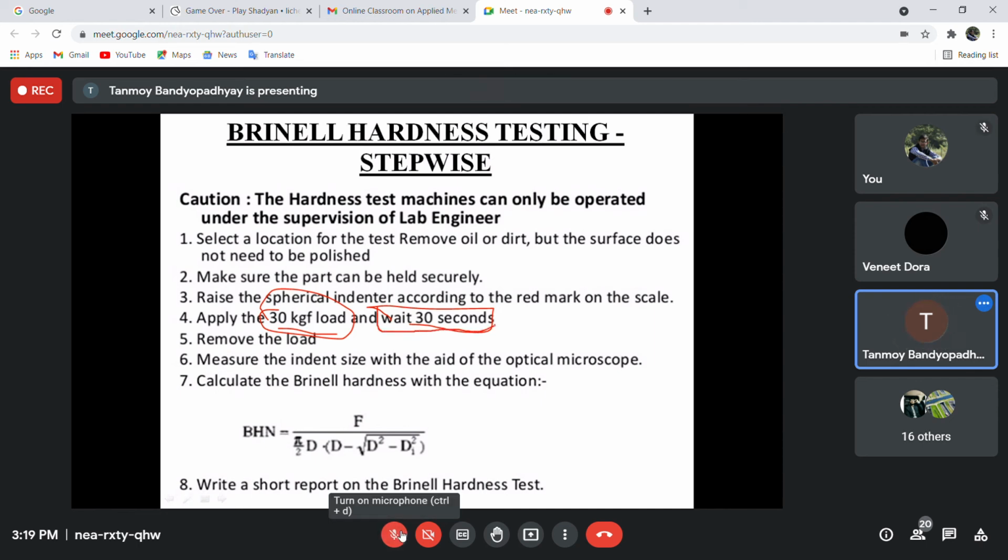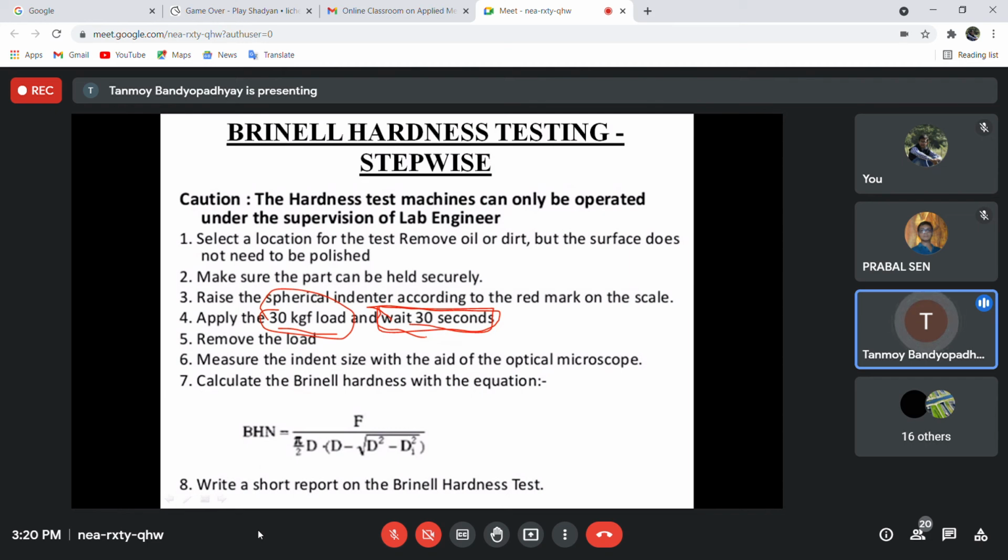Why? Because, as I told you, whenever you are deforming the specimen, you are actually coming up with an elastic part and a plastic part. But hardness is only defined for the plastic part, not for the elastic part. So you wait for 30 seconds, you give it a sufficient amount of dwell time so that the elastic part is actually allowed to recover. Only the plastic deformation remains inside the specimen, so that the measurements that you are doing are correct.